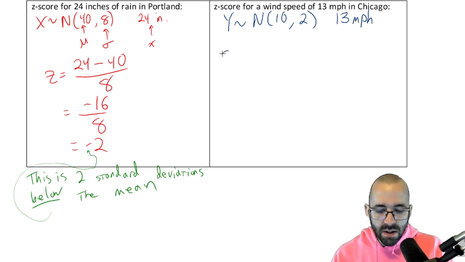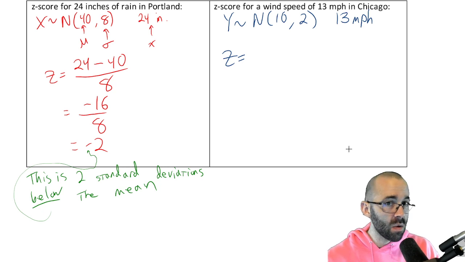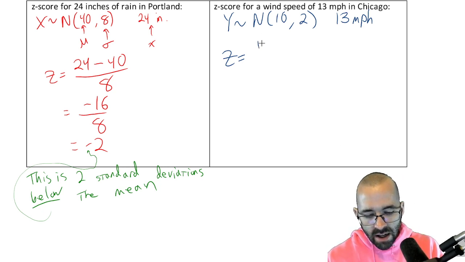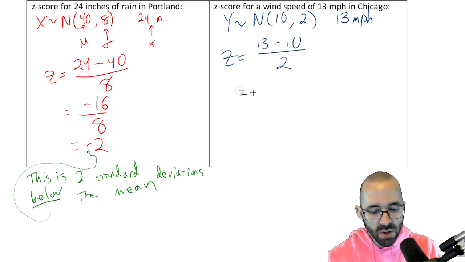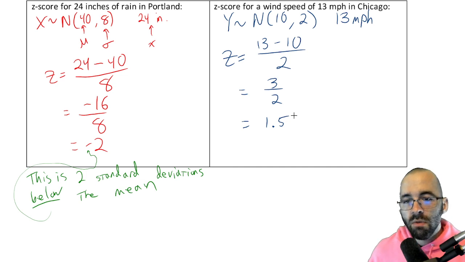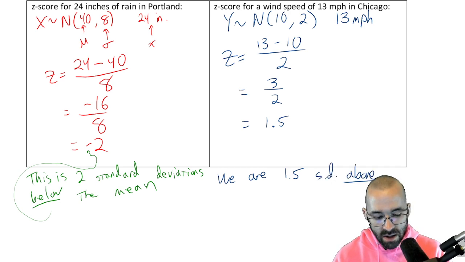So pause the video and try to do these calculations. Find the z-score for Chicago. You should get, okay, x is 13 minus the average, 10, divided by the standard deviation, 2. You could either type this into a calculator or do it by hand. And you should get that this has a z-score of 1.5. Here, we are 1.5 standard deviations above the mean.